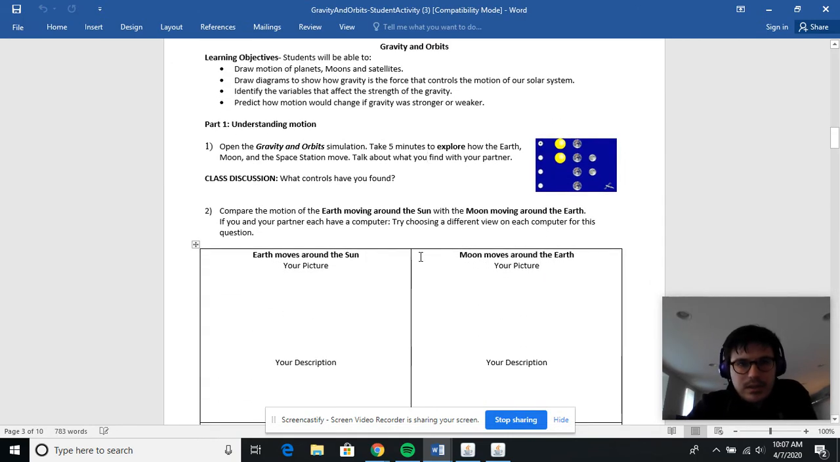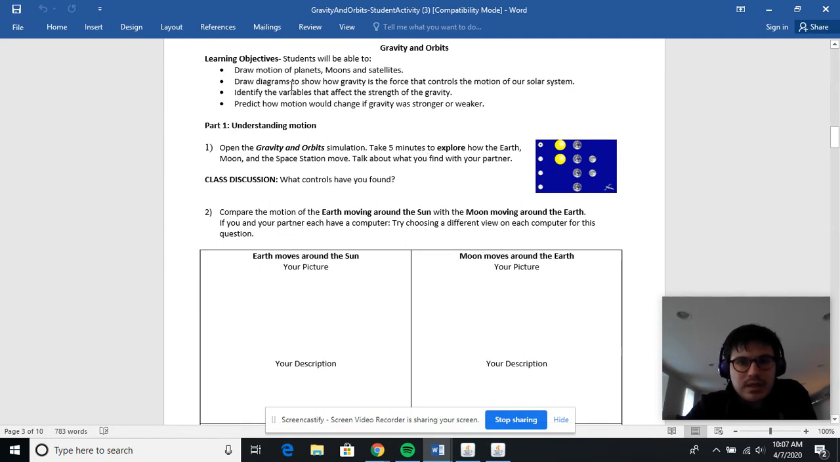All right. Our objectives for today are that we're going to learn about the motion of the planets, moon, and satellites. We're going to draw diagrams to show how gravity is the force that controls the motion of our solar system. We're going to identify the variables that affect the strength of gravity and predict how motion would change if gravity was stronger or weaker.